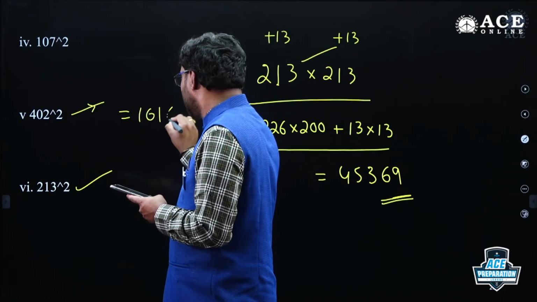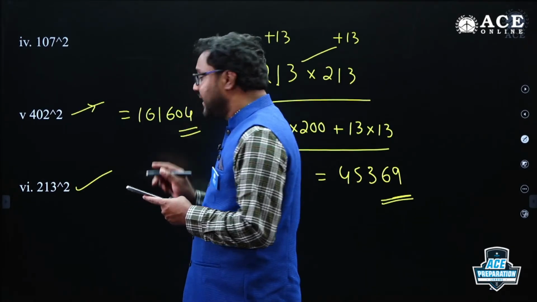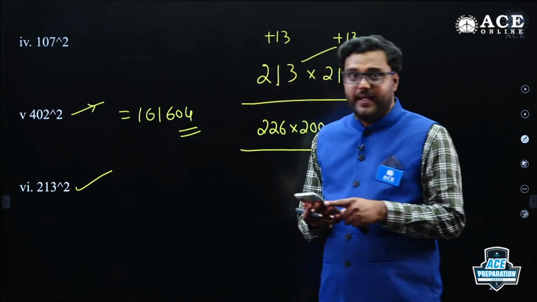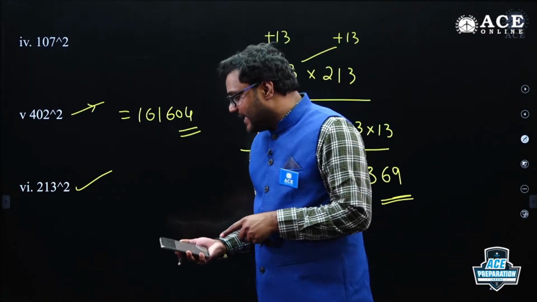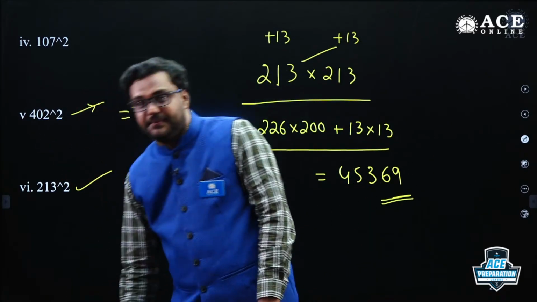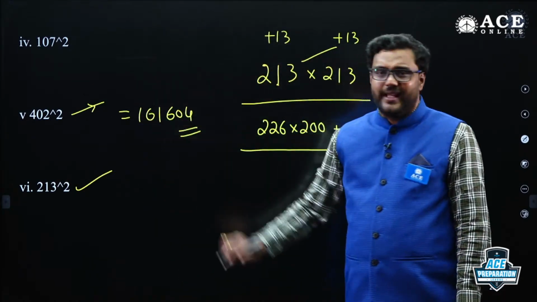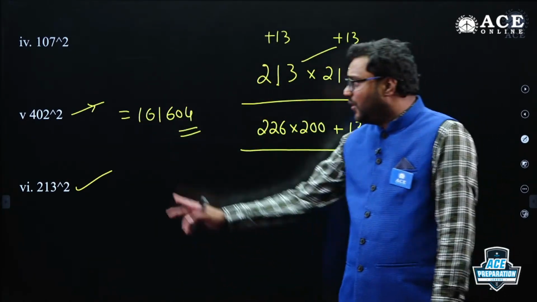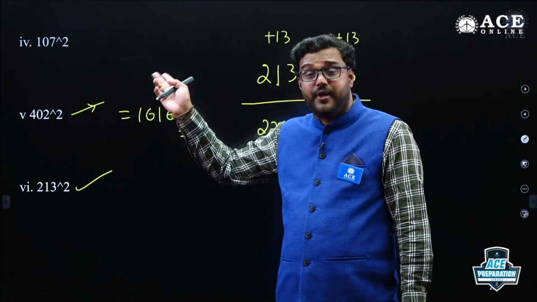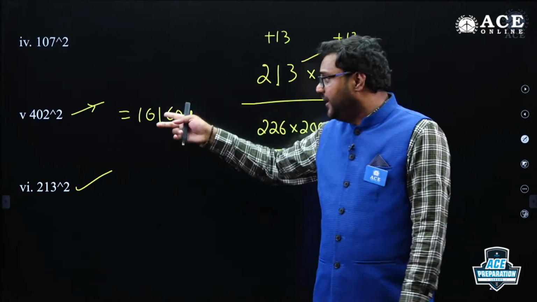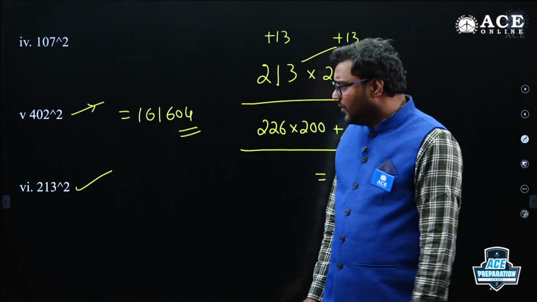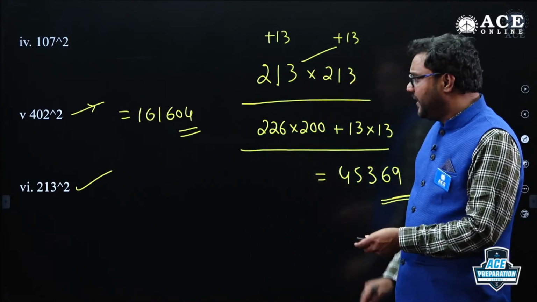So people are giving the answers, 1,61,604. Superb. Remaining, please check. Your friends are responding for 402 square as 1,61,604, my dear friends. Yes, 2 more than 400. So 402 plus 2, 404. 404 into 400 you have to do, plus 2 into 2. Okay, these are the tricks which are useful for you. You can pick among these.